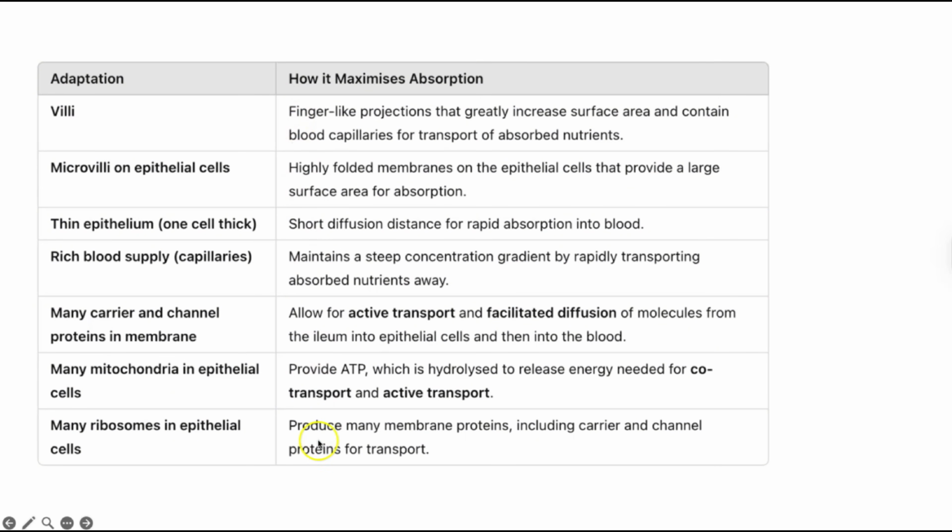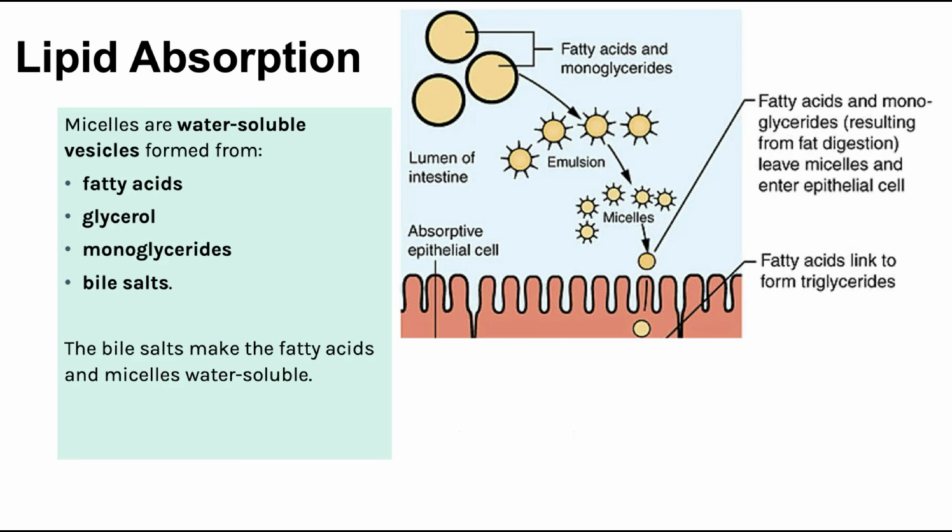These are what come up in long answer questions and short answer questions: adaptations to maximize absorption of digested products. So learn that. Now we've had a look at the adaptations for absorption, we need to know how the products of lipid digestion are absorbed, and also how the products of carbohydrate and protein digestion are absorbed.